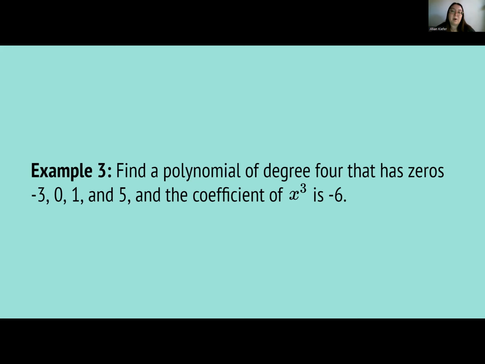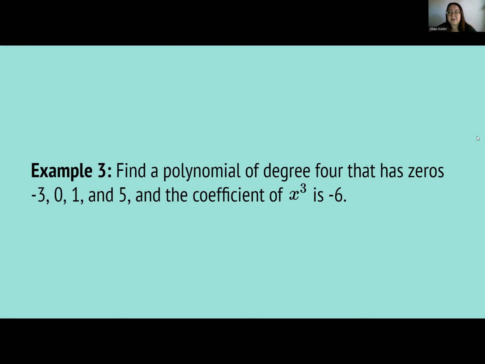So we need to come up with a polynomial that meets all of these 4 requirements, and we're going to do it by starting off using the factor theorem. If we know that we have the zeros -3, 0, 1, and 5, that means that x minus -3 times x minus 0 times x minus 1 times x minus 5 creates the polynomial. And then all we have to do is fiddle around with some things to make sure all the other requirements are met.